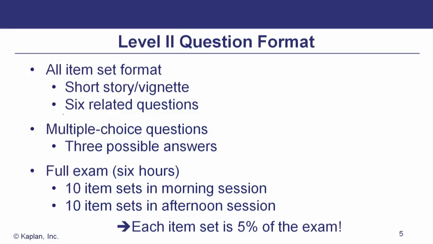Now, each item set is always going to be 6 questions. And each item set is going to be from a different topic area. Usually, they are standalone topic areas. So one item set from ethics, and it's all ethics in that entire item set, for example. Each item set also corresponds to 5% of the exam weight. There are going to be 10 item sets in the morning session of the exam and 10 item sets in the afternoon session of the exam. Now, you need to make sure you are very familiar with the item set format of the exam right off the bat, so that you understand the difference in approach to preparing for this exam.